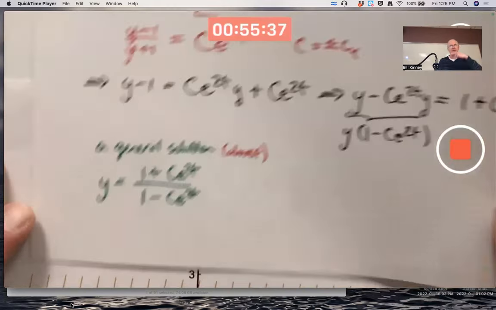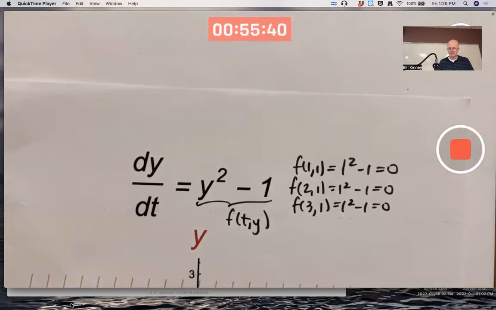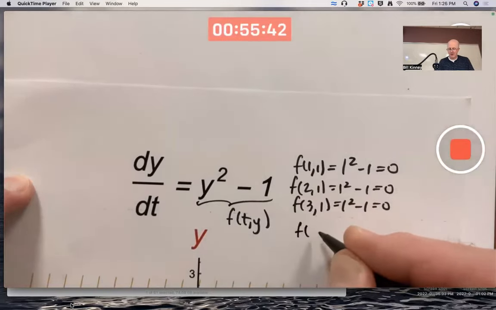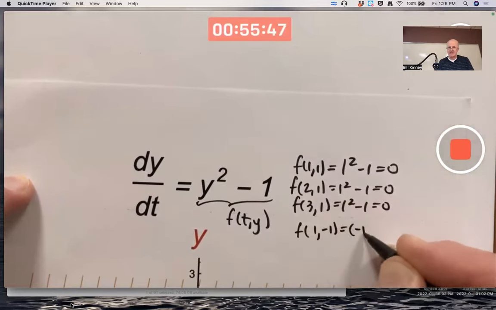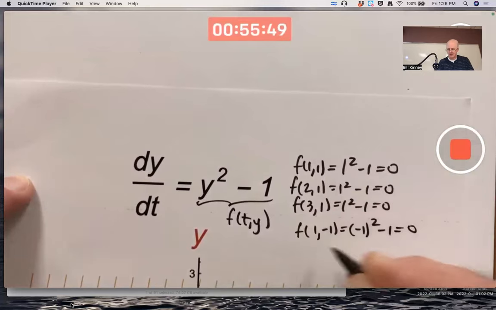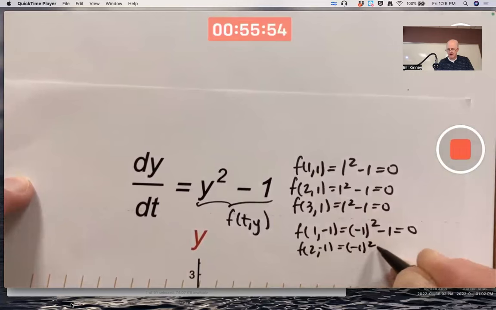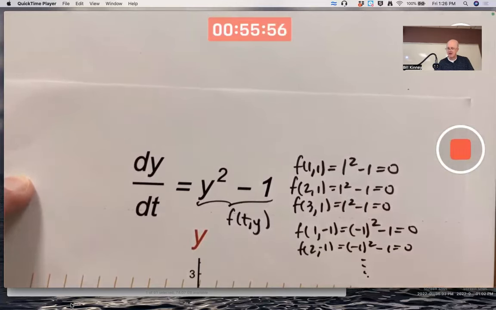There's another constant function that solves the differential equation when y is -1, because -1 squared minus 1 is still 0. At y equals -1, all the slope marks in the slope field have a slope of 0 as well. The constant function y equals -1 is a solution as well.